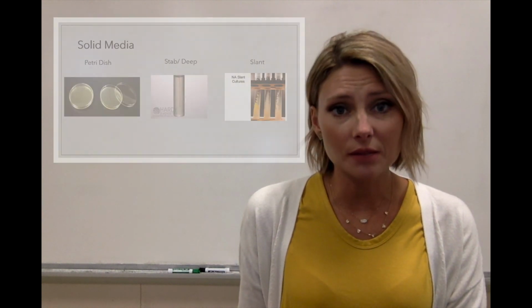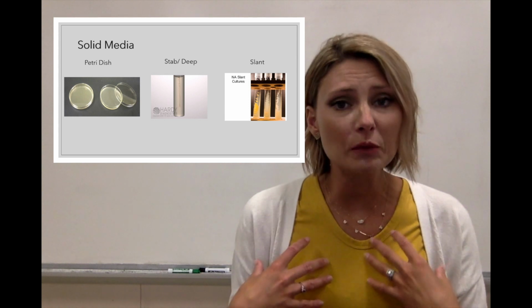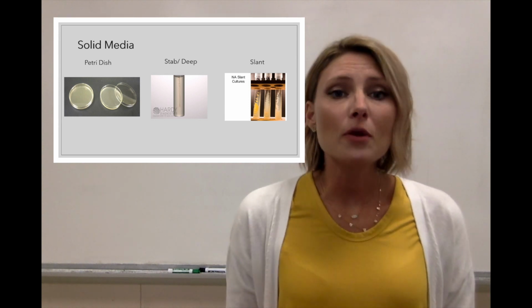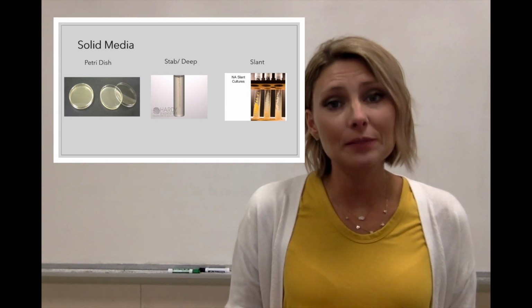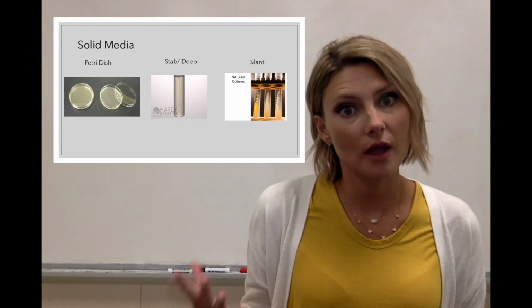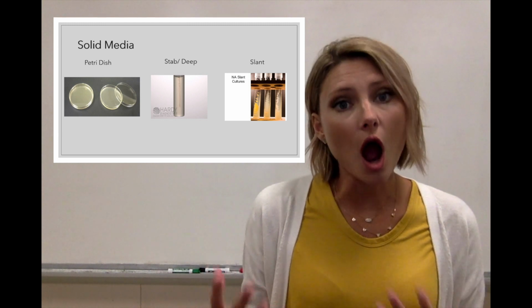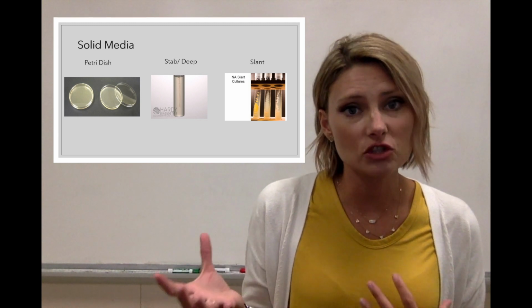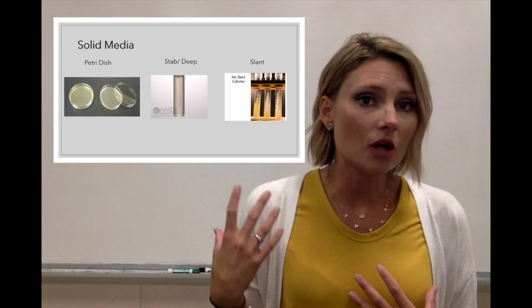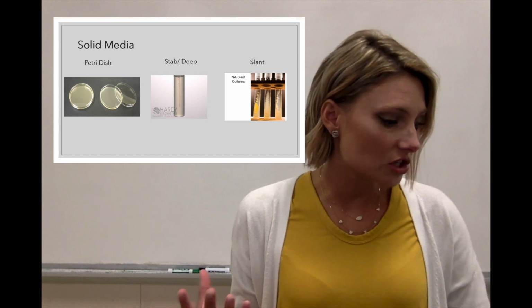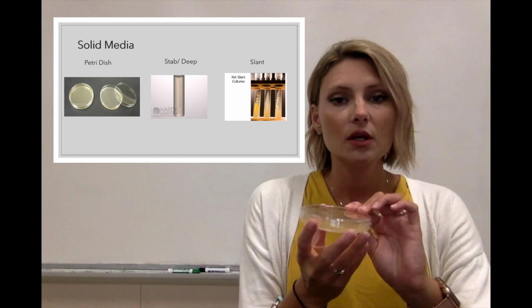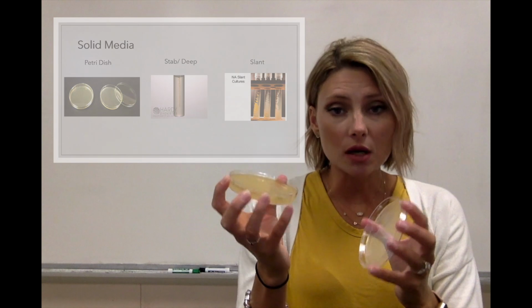Now, there's a few different ways that you can see solid media, because it is solid, so we're able to do more things with it. The most common way that you see solid media is in a Petri dish. A lot of times when people think of media or agar, that's how they think of it, being in the Petri dish. And there are two parts to a Petri dish. I've got a Petri dish here. There is a bottom, and there is a top.